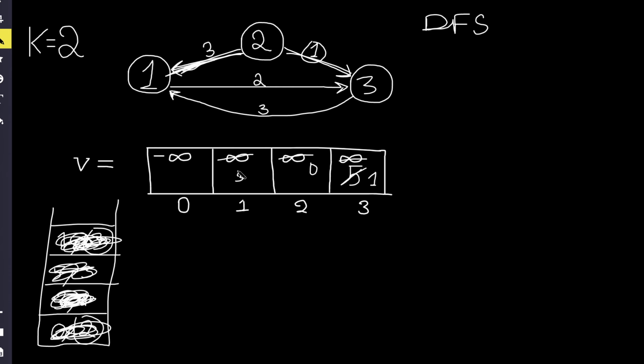So here the maximum is 3. So our result will be the max of visited. Okay, so the result is 3. So this is how we were able to achieve it with DFS.